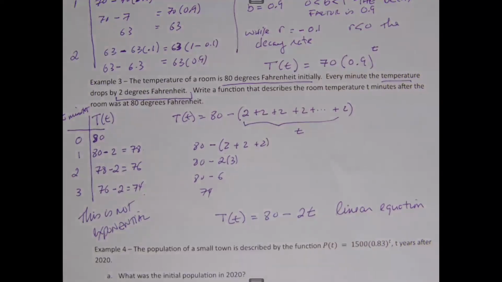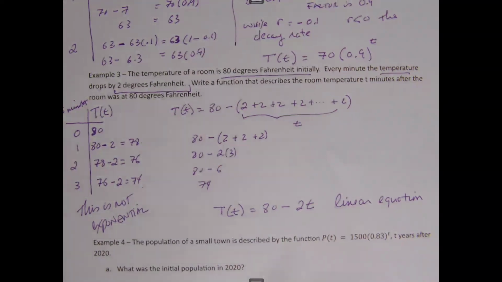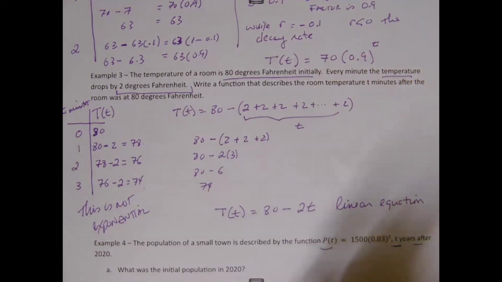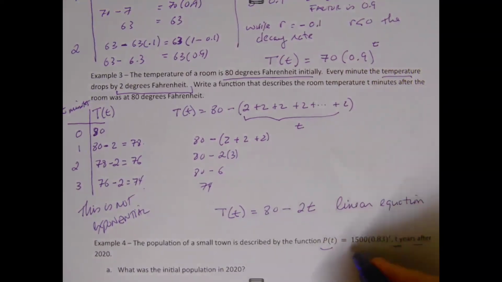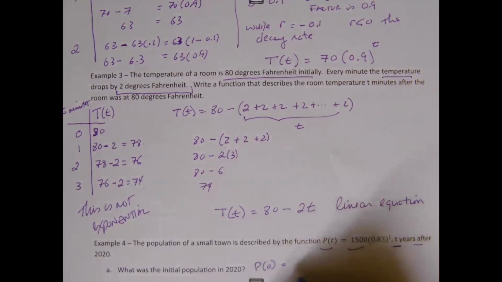Let's look at another example. The population of a small town is described by the function P of t equals 1500 times 0.83 to the t, where t is years after 2020. What is the initial value in 2020? So again, this says that t years after 2020 is what this formula gives us. So at 0, we have 1500. This is our initial. And again, if you don't see that, I can just put it into this formula.